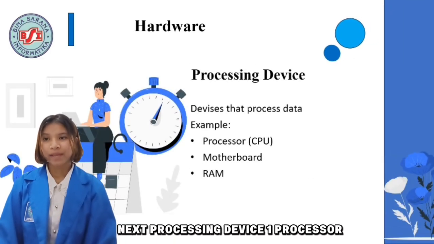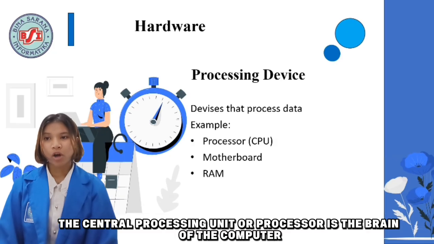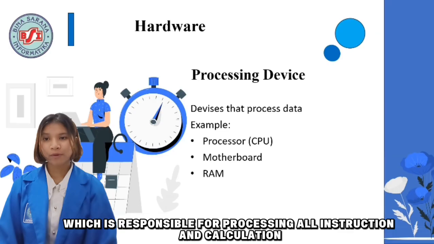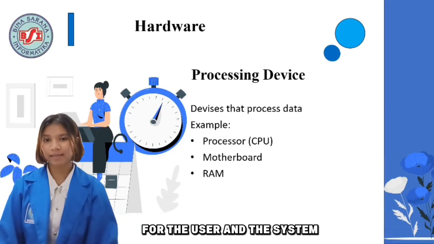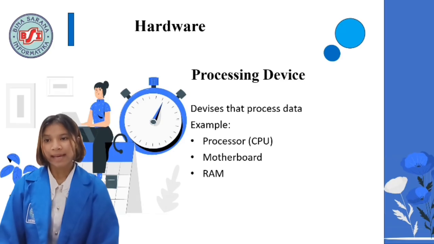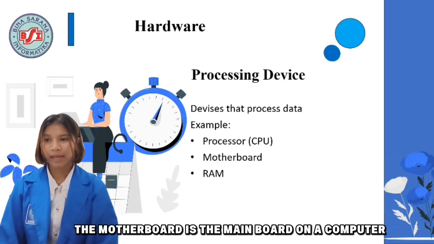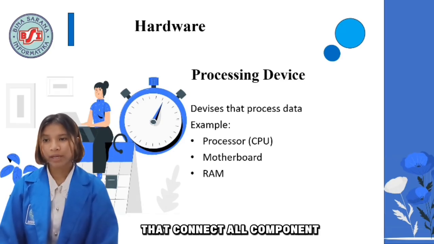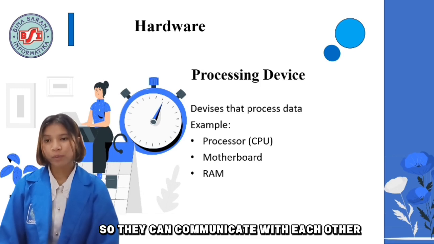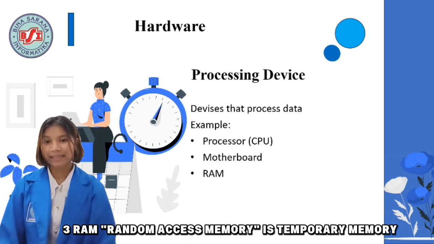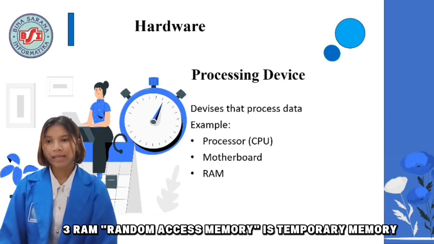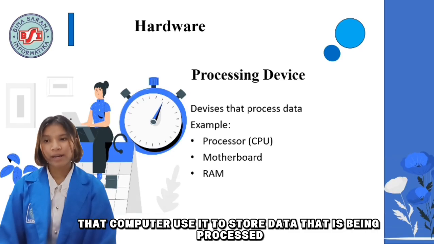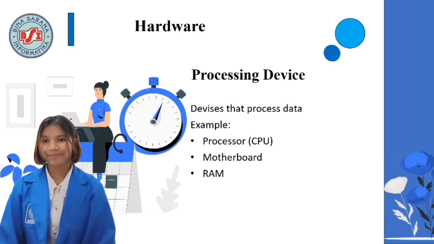1. Processor. The central processing unit, or processor, is the brain of the computer, which is responsible for processing all instructions and calculations for the user and the system. 2. Motherboard. The motherboard is the main board on a computer that connects all components so they can communicate with each other. 3. RAM. Random access memory is temporary memory that the computer uses to store data that is being processed.